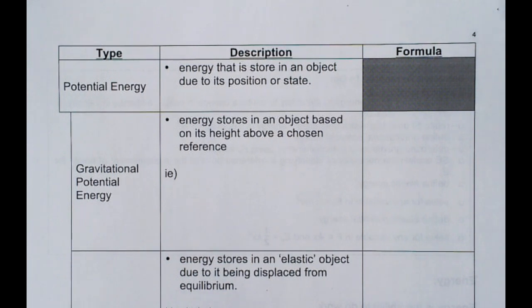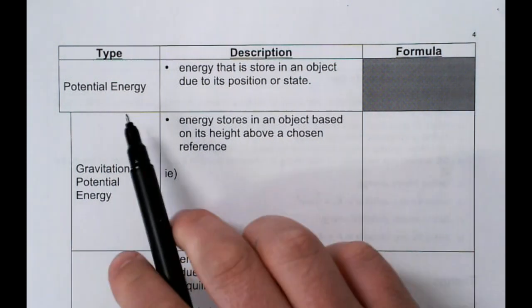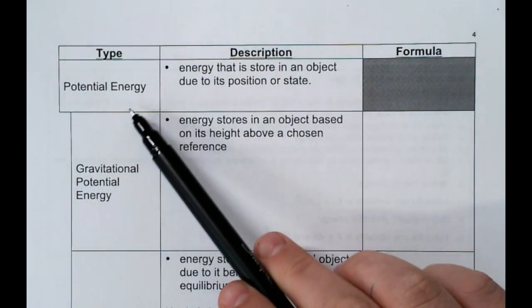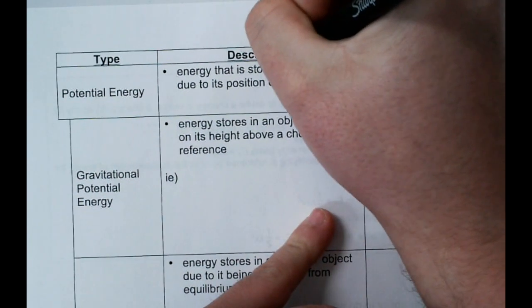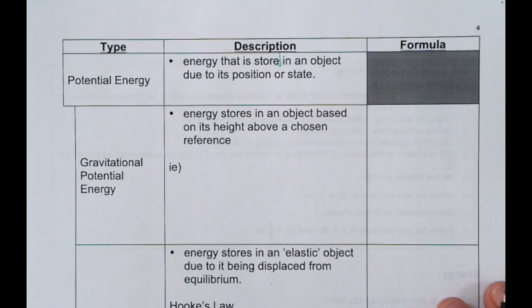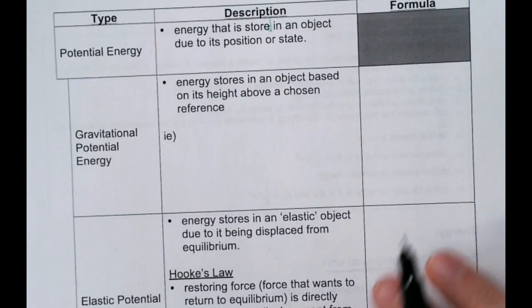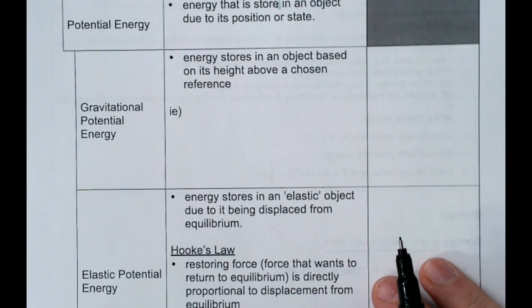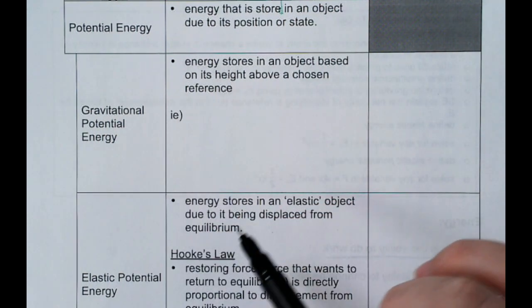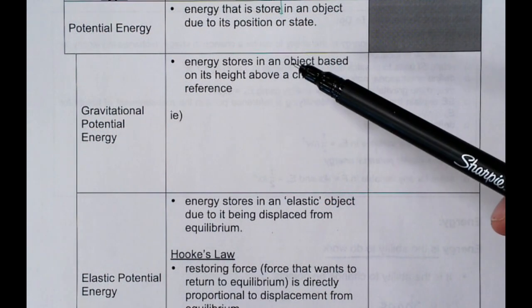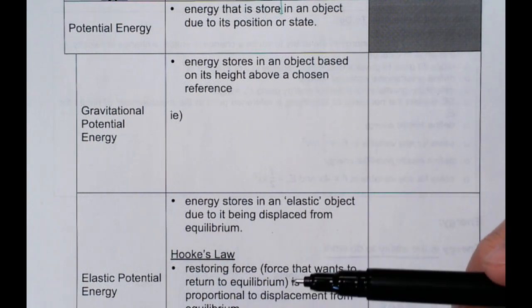There are 5 types of energy that are important to us in Physics 20. The first type of energy that's important to us is potential energy. What potential energy is, it is energy that is stored in an object due to its position or state. So it means it has a potential to move. It has a potential to go. The one you may have talked about in Science 10 would have been gravitational potential energy. So that is when energy is stored in an object based on its height above a chosen reference.